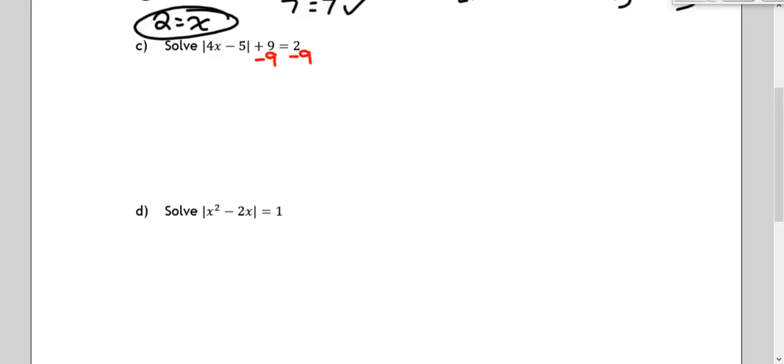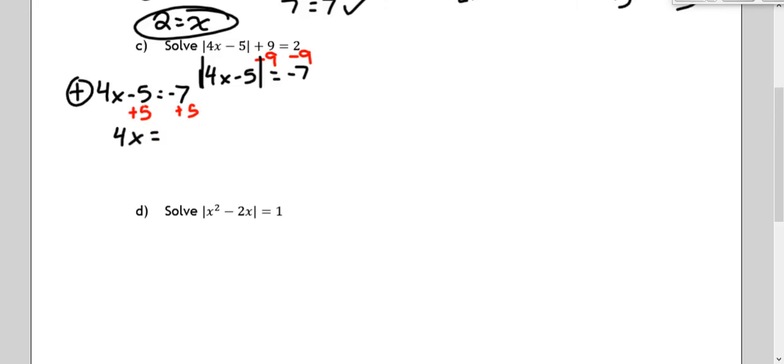So then our equation really is 4x minus 5 is equal to negative 7. Let's do our positive over here. So we get 4x minus 5 is equal to negative 7. We will add 5. And we get 4x is equal to negative 2, divided by 4. X is equal to negative 1/2. And then I'm going to do my check.